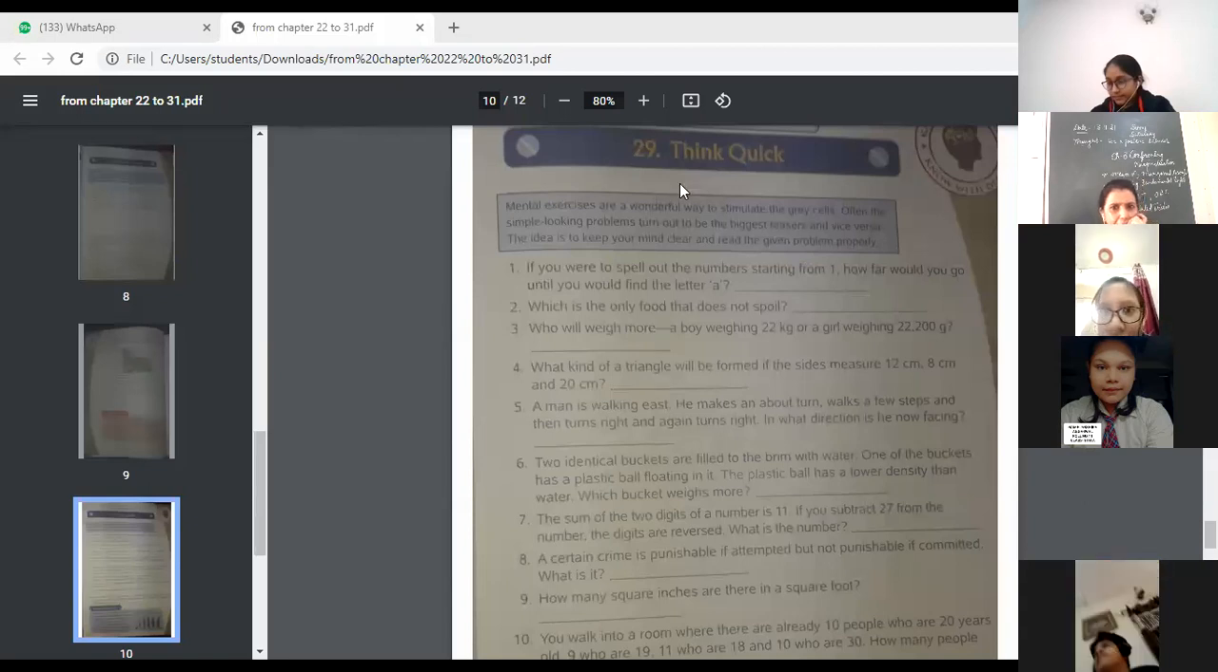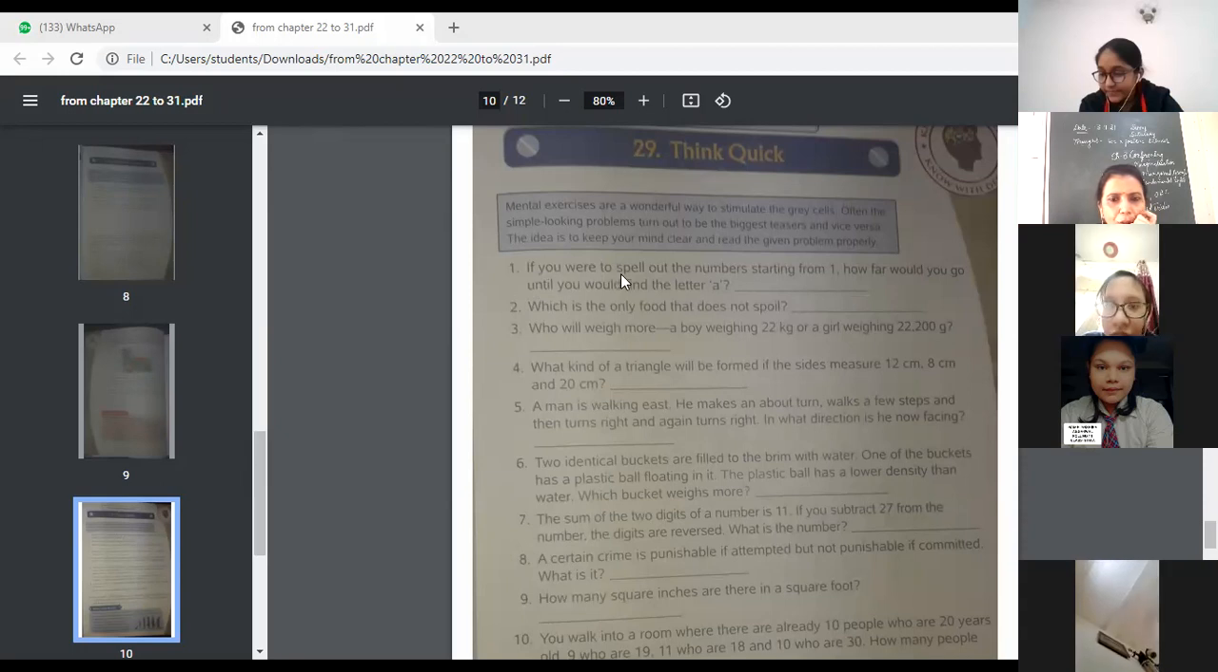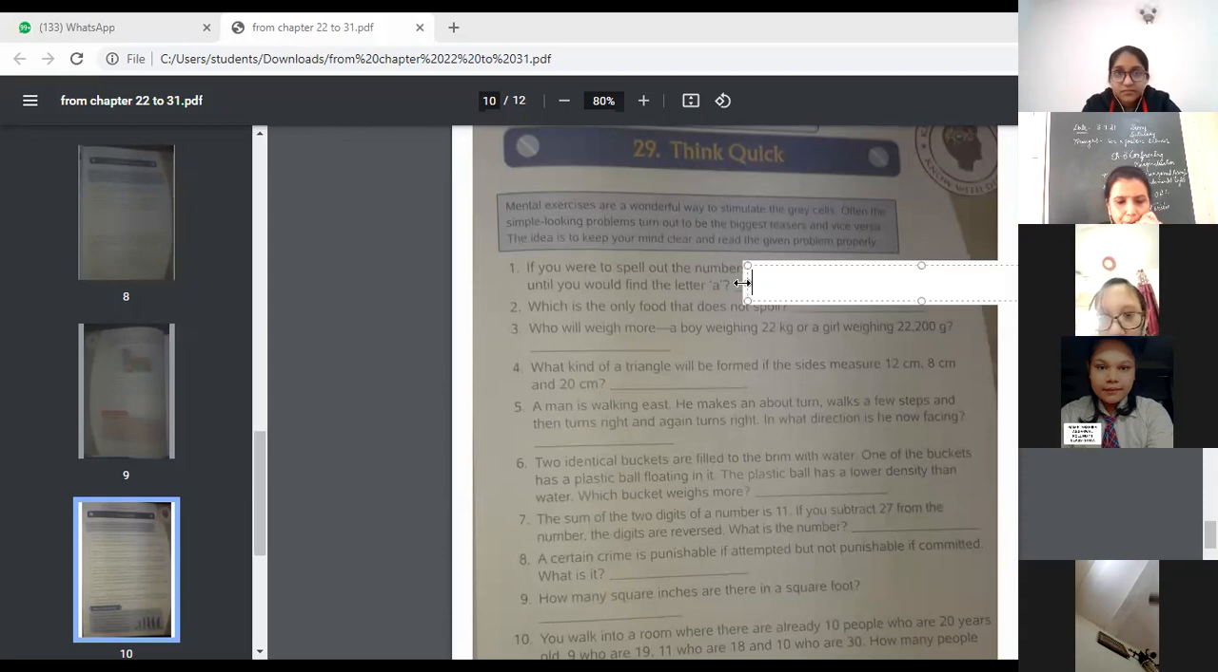So children, chapter number 29, Think Quick. These are all mental exercises. First is, if you want to spell out the numbers starting from 1, how far would you go until you would find the letter A? Ananya has given the answer. The answer is 1000.